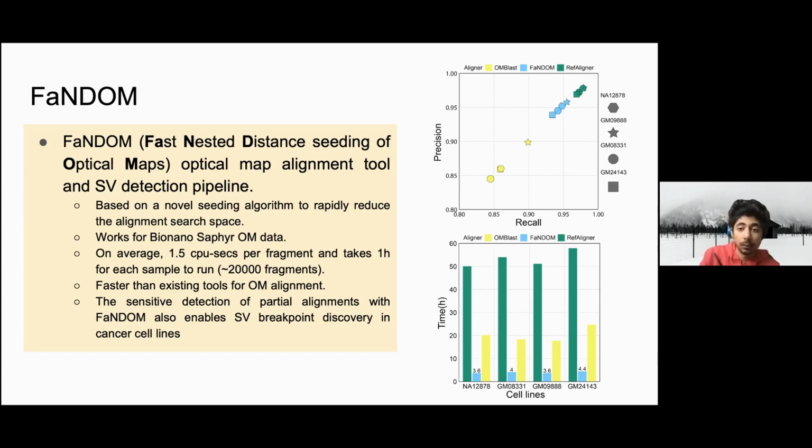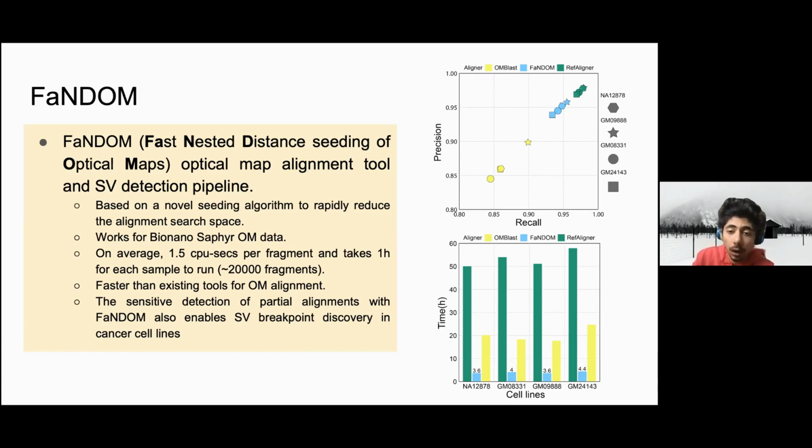As you know, optical map data are high coverage, more than 100 or 300 times the genome, and aligning 2 million molecules would take more than 700,000 CPU hours. So having a very fast and robust alignment is very necessary. Our tool is an independent tool that works mostly for the Bionano Saphyr data, and on average, it takes 1.5 CPU seconds per fragment, and it takes 1 hour for each sample to run.